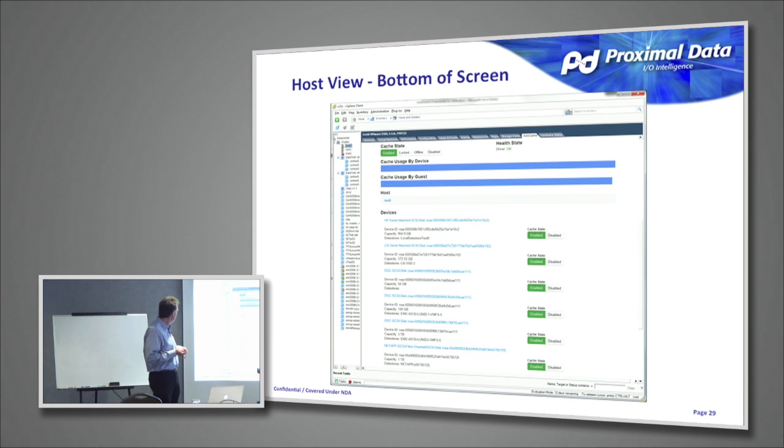If you were to be able to read this, it's kind of an eye chart, you could see that RDM devices are in that list. We can cache RDM devices, which is fairly unique in this space. If you were to be able to read this, you'd see that we have DAS device, an iSCSI device, an EMC, a NetApp, as well as some RDM devices all there, all cacheable by default, but can be individually controlled.